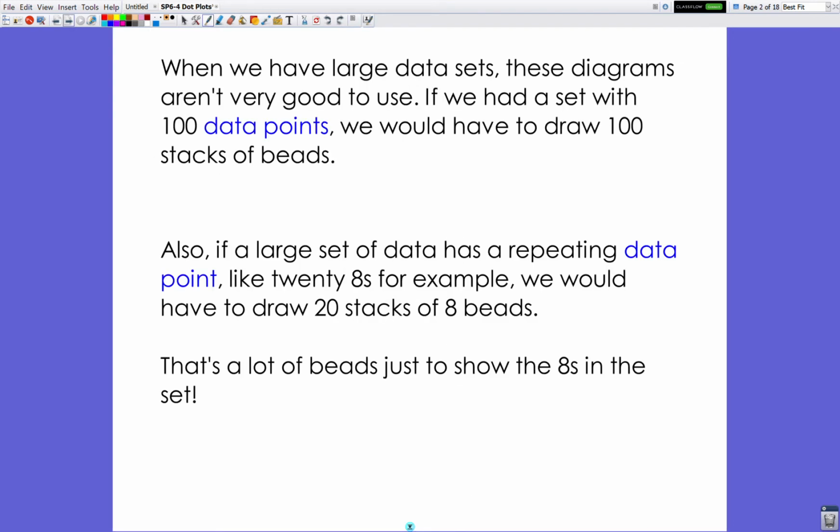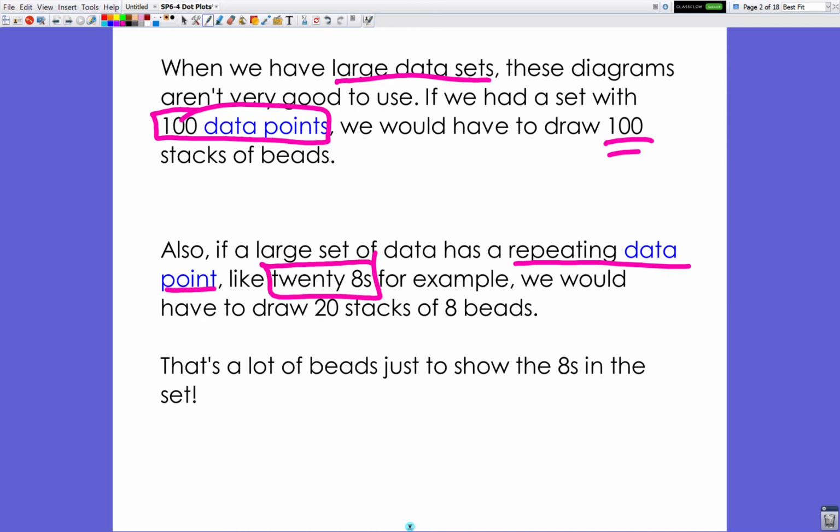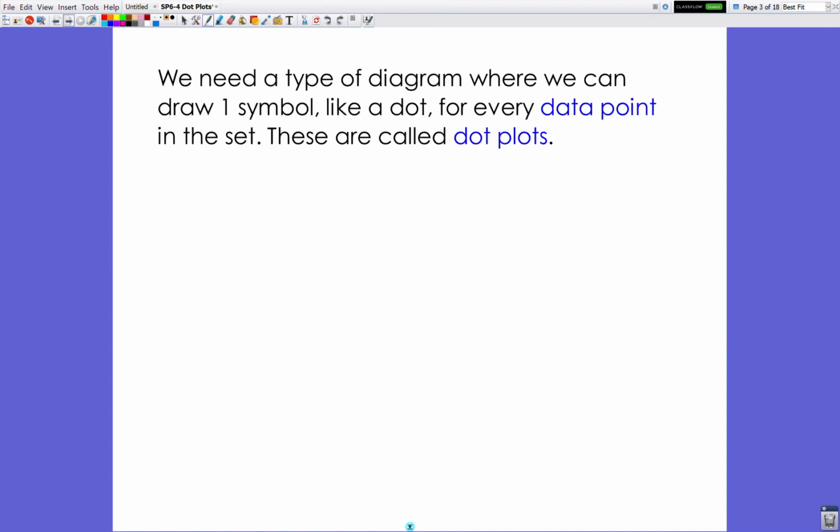When we have large sets of data, these diagrams are not going to be very useful. Like if we had a set with 100 data points, we would have to actually draw 100 stacks of beads. And if there was a large set of data that had repeating data points, like if there were 20 8s, well, we would have to draw 20 stacks of 8 beads. That's a lot of beads to draw just to show the 8s in the set. So we need a type of diagram where we can draw one symbol, like a dot, for every data point in the set. And this graph is going to be called a dot plot.